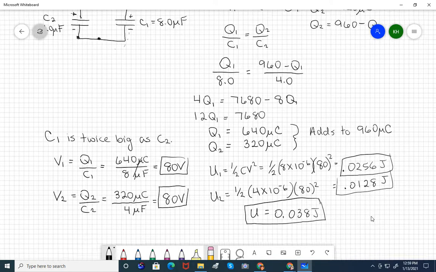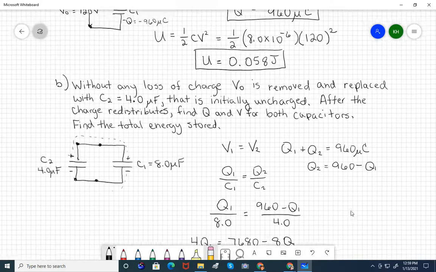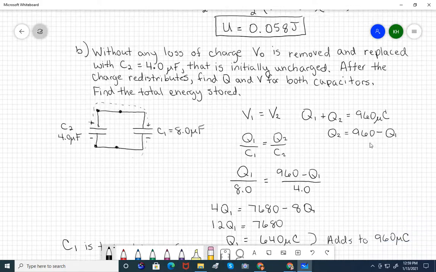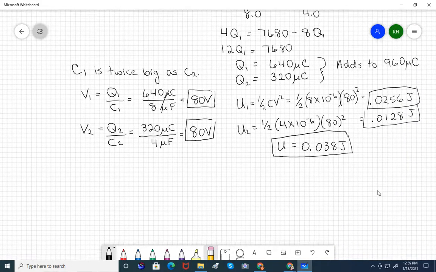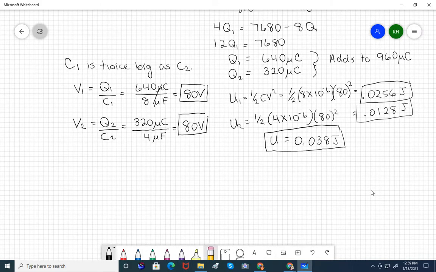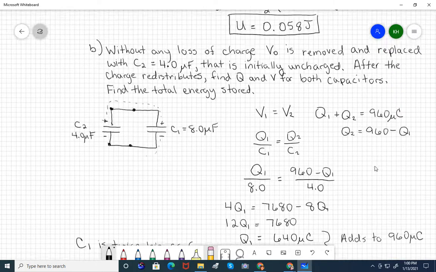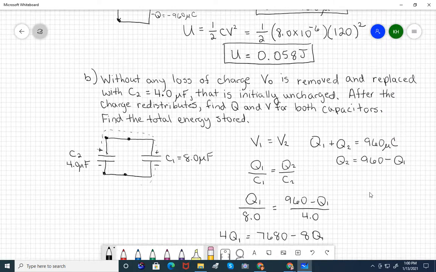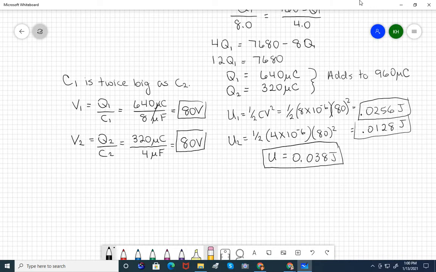As the potential difference between the plates went down, remember initially we had a potential difference of 120 volts, it went down to 80 volts. You can think of that almost being like relaxing the amount of stored energy. The amount of energy depends on the square of that voltage. So by decreasing the voltage, we decrease the amount of energy that we had stored.